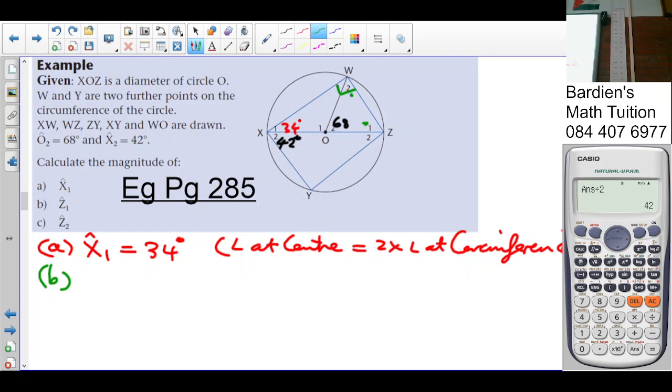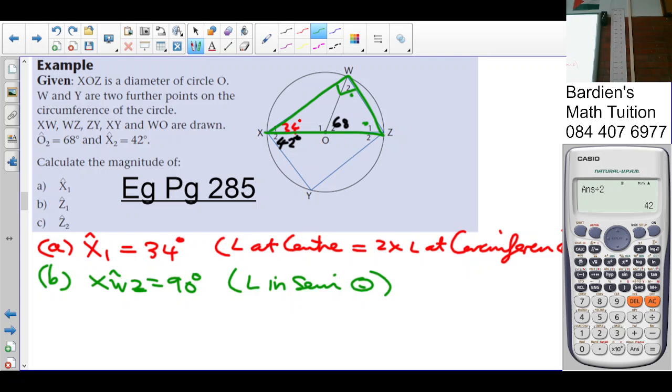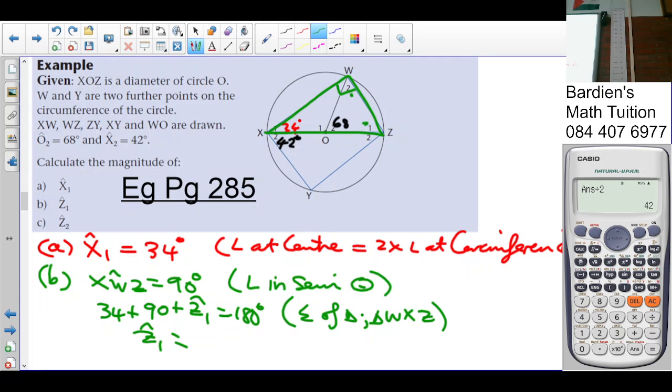Is this not 90 degrees? Yes. So I'm going to say that angle XWZ is equal to 90 degrees. Why? Angle in semicircle, so that's 90 degrees. Remember, whatever is not on the diagram, I must state it. So what do I have here now? Again, sum of triangles. So I can say 34 degrees plus 90 degrees plus Z1 is equal to 180. Why? Sum of triangles, and it's triangle WXZ. So angle Z1 is equal to 180 minus 90 minus 34, which is going to give you an angle of 56 degrees, which is the same angle you got there. Not so?